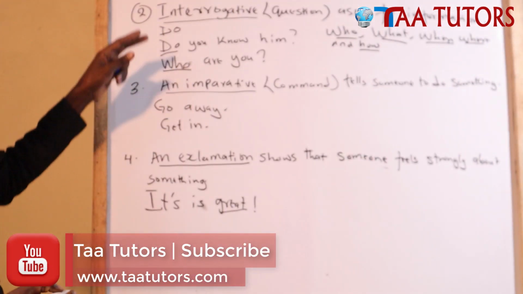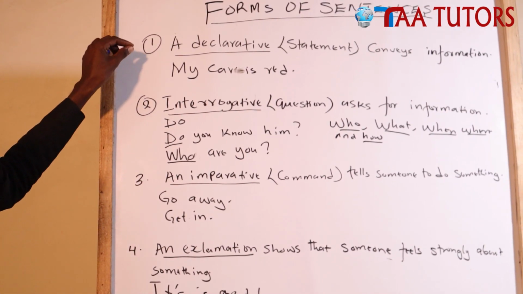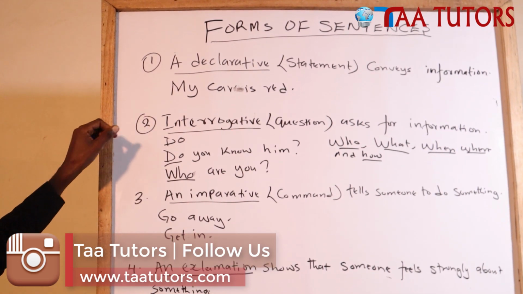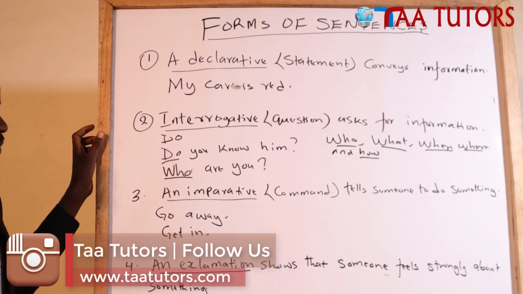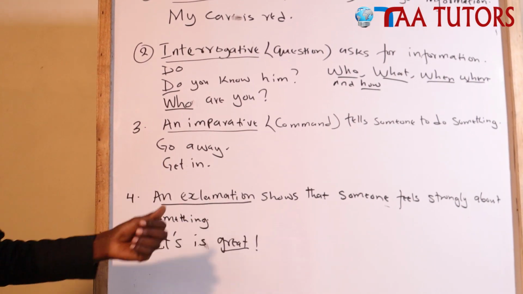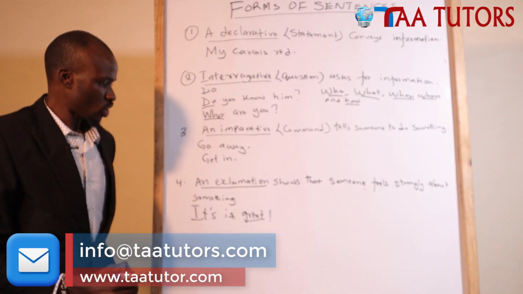So we have the 4 forms of sentences. The first one, we have the statement, or what we call the declarative. Second, we have the interrogative, or what we call the question. Then we have the imperative, or the command. And lastly, we have the exclamation.